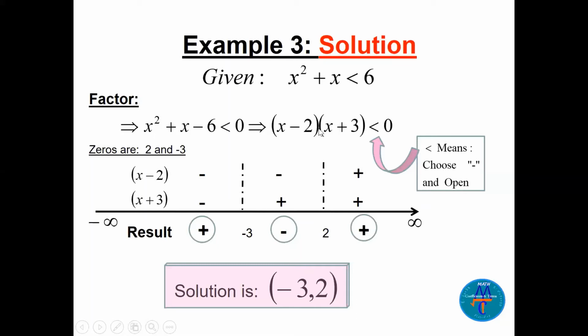Here we have multiplication. So you multiply negative by negative, that's positive. We call it the result. Negative times positive is negative. Positive times positive is positive. Now what do we need in our question? Less than 0. Less than 0 means choose the negative, and open, no equal. So where is the negative here? Just by using your eyes, you can see the solution is from minus 3 to 2, open. Finished. Easy.